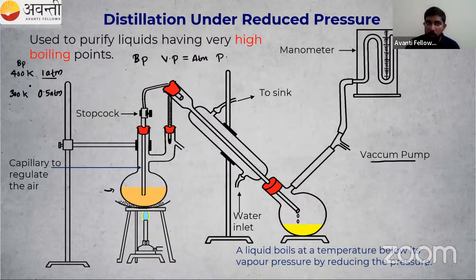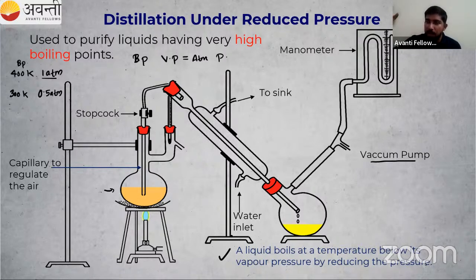So I'm reducing the boiling point. How? I'm using a vacuum pump. Under reduced pressure, 1 atm to 0.5 atm, the boiling point goes from 400 to 300 Kelvin. So it is happening, and I can separate that. One more point: a liquid boils at a temperature where its vapor pressure equals the external pressure, and by reducing the pressure, we decrease the boiling point. So that is all about distillation under reduced pressure.